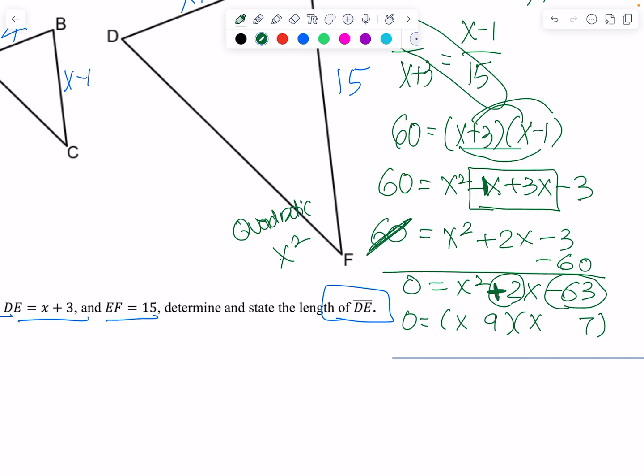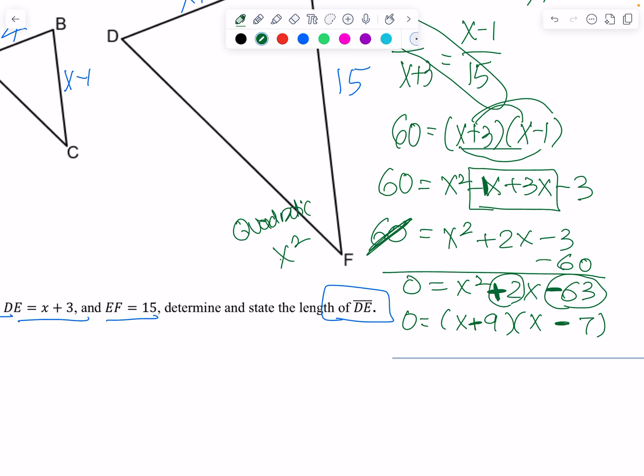So the sum, this number, positive 2, follows the sign of the larger number. And since 9 is larger, that's positive. But remember, it had to multiply to negative, so that becomes negative. So just to be clear, 9 times -7 is negative 63, and 9 plus -7 is positive 2.